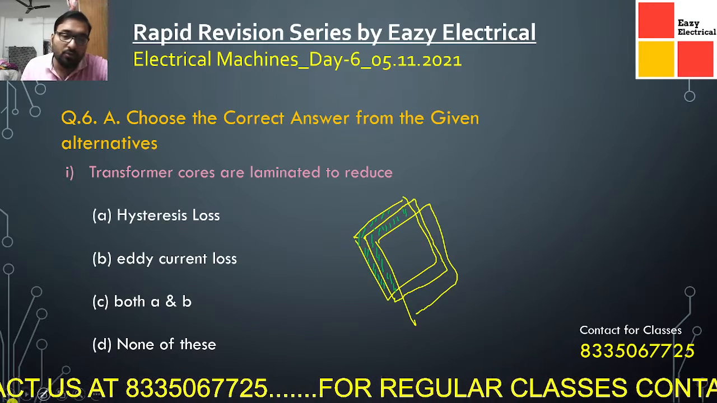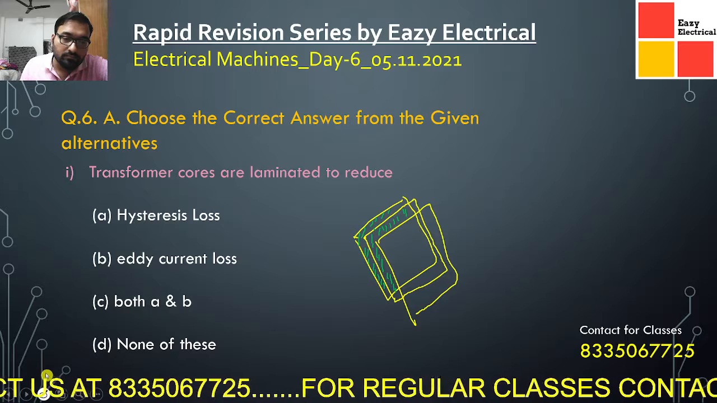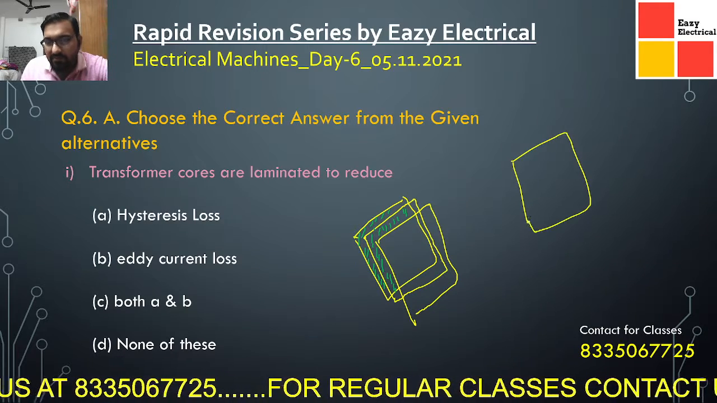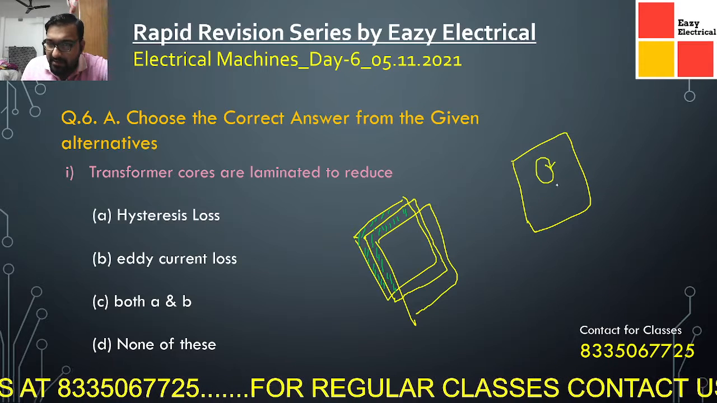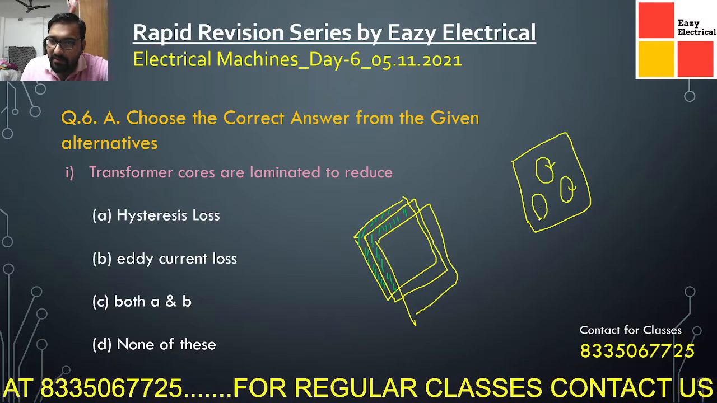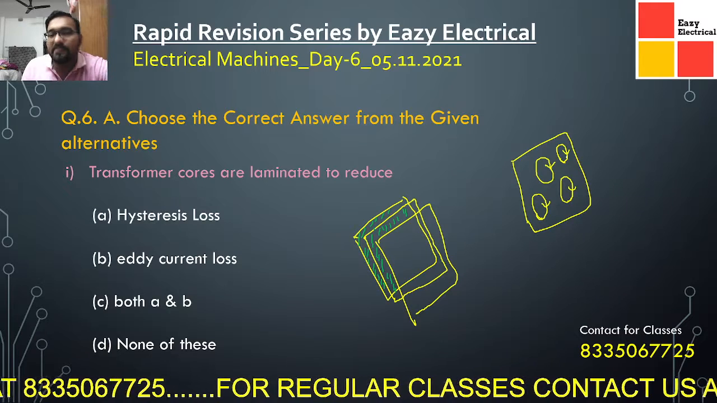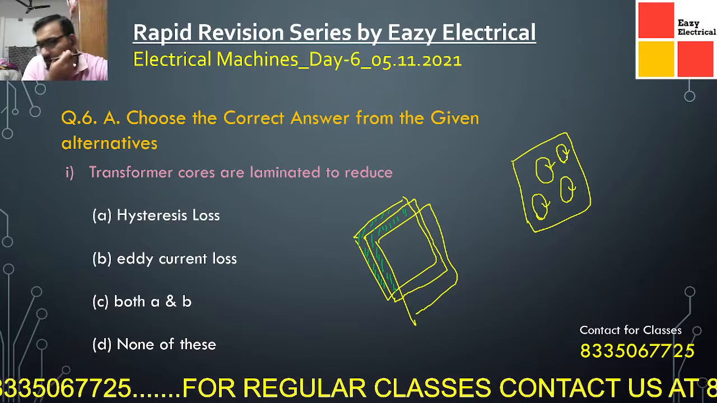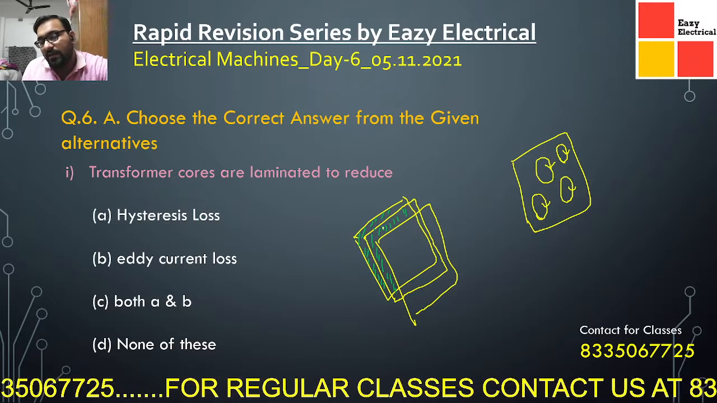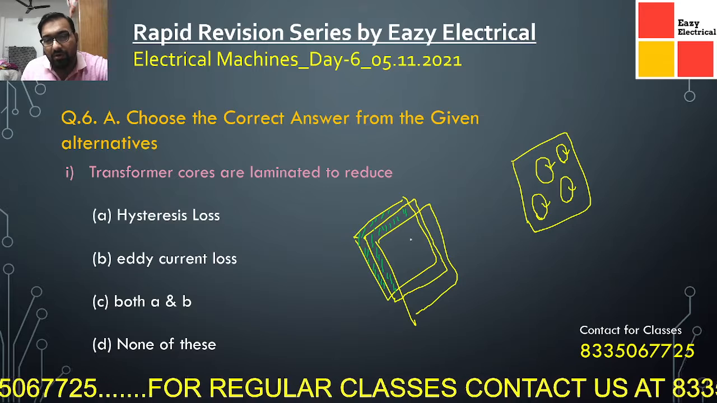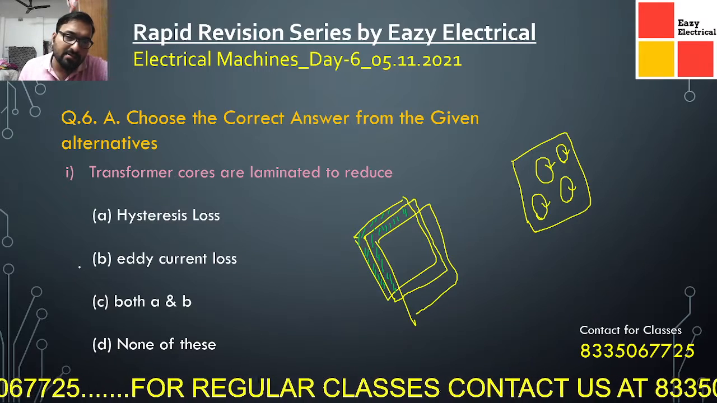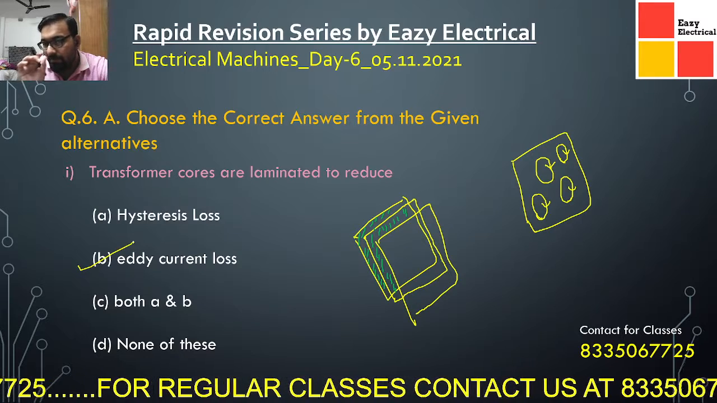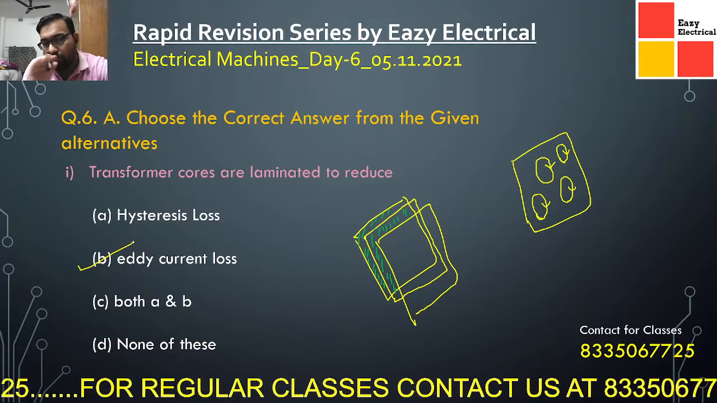This basically stops, we know that in the sheet itself there are circulating currents that are created. These are basically called eddy currents. So to avoid or reduce the circulating currents, we basically provide insulation or lamination. Lamination is basically separation between the side by side connected core sheets.